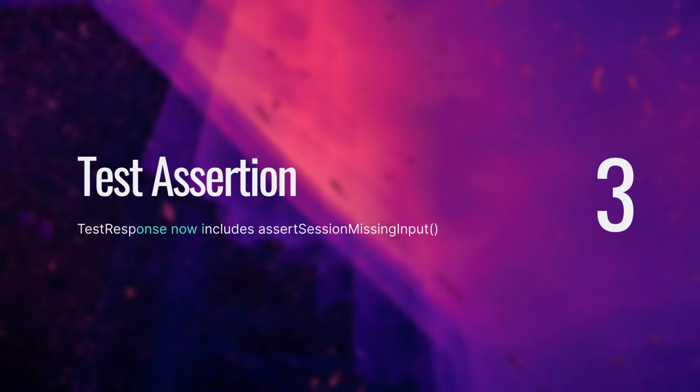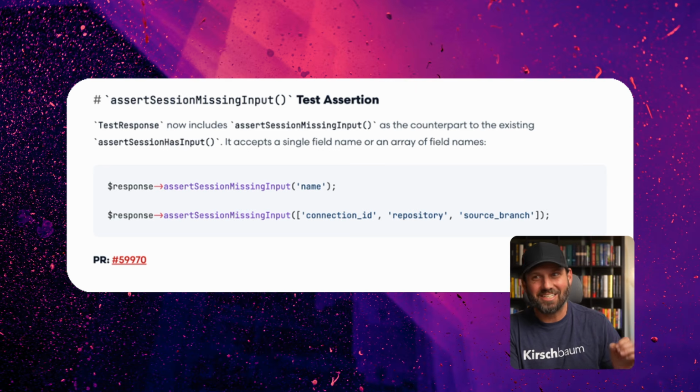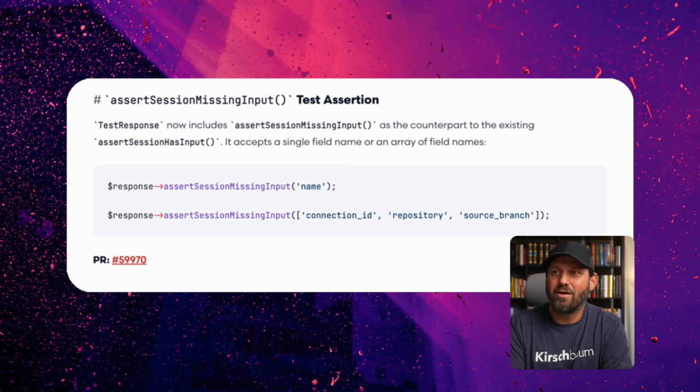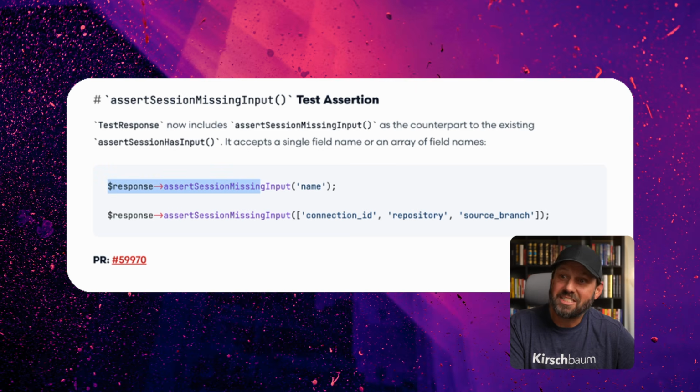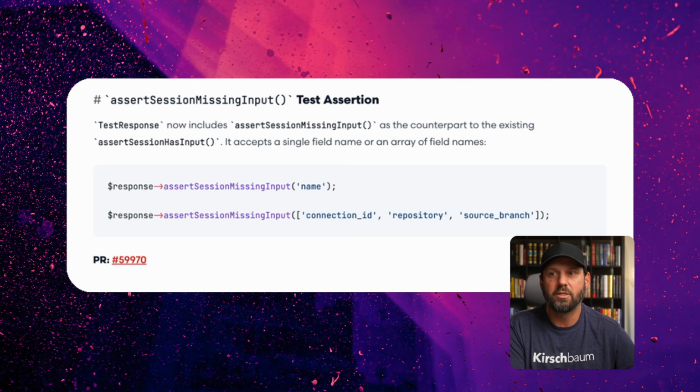Assert session missing input test assertion. That's quite a mouthful. Test responses now include assertSessionMissingInput as the counterpart to the existing assertSessionHasInput. It accepts a single field name or an array of field names. And here's an example: assertSessionMissingInput name, and then assertSessionMissingInput with an array of connection ID, repository, and source branch. This one's sort of neat.